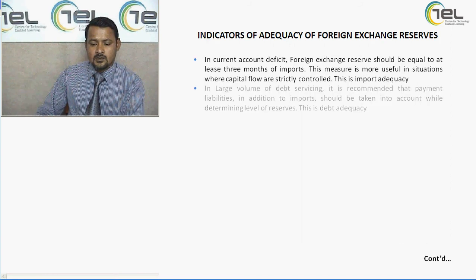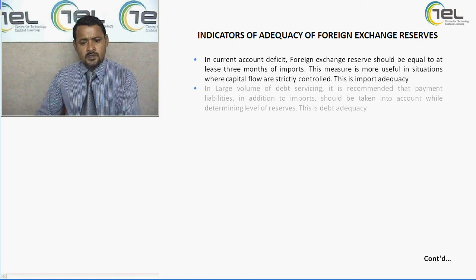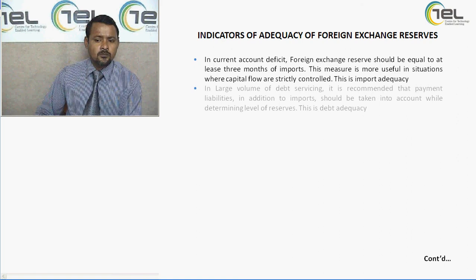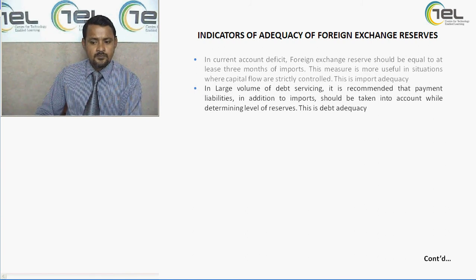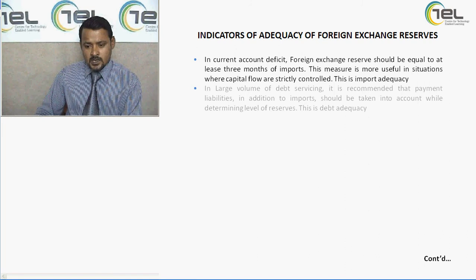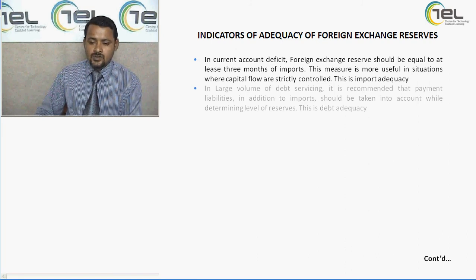In current account deficit, the foreign exchange reserve should be equal to at least 3 months of imports. This measure is more useful in situations where capital flows are strictly controlled. This is import adequacy, which means if a country is primarily import prevalent, which means imports are more than exports, then any country must have a foreign reserve which equals 3 months of imports of that country.